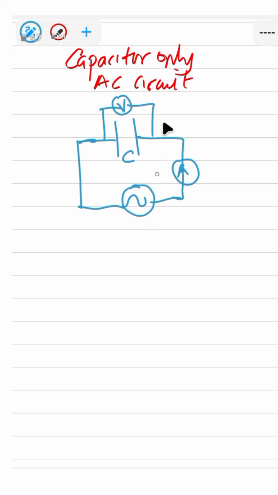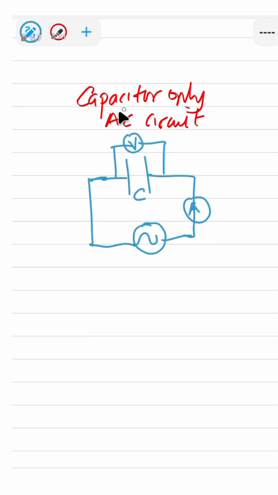Next one, we'll be looking at the capacitor-only circuit, an AC circuit that contains only a capacitor. So look at the capacitor here. This is a capacitor here. There is an ammeter here to measure the charge or the current going to the capacitor. This is the AC voltage source here. This one is the voltmeter to measure the voltage across the capacitor. Please follow along.